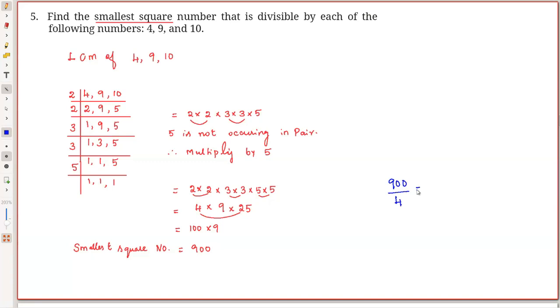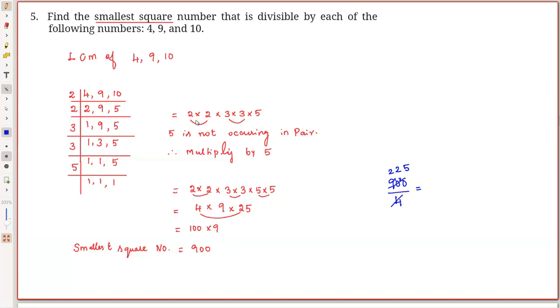Just divide and check. How many times 4s are 9? 2 4s are 8. Balance 1. It will become 10. In 10, how many times 4? 2 4s are 8. Balance 2. It will become 20. In 20, how many times? 5 times. 5 4s are 20. So it's exactly divisible. Therefore, 900 is the smallest square number which is divisible by 4, 9, and 10.